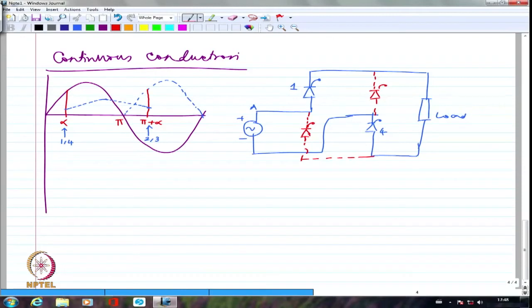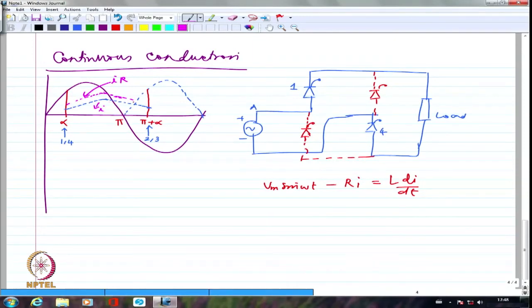After that, let me write the equation again. Vm sine omega t minus Ri equal to L di by dt. So wherever Ri is equal to this, at that point the current starts declining. If I say this is I times R, whereas this is the supply voltage, wherever IR is equal to the supply voltage, the current will start declining after that point.